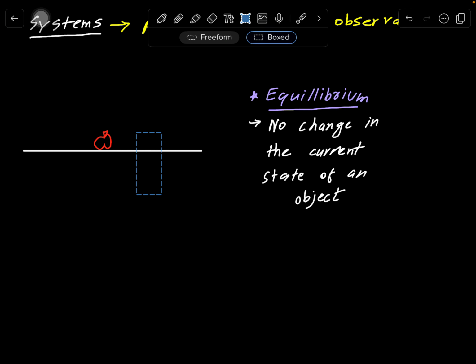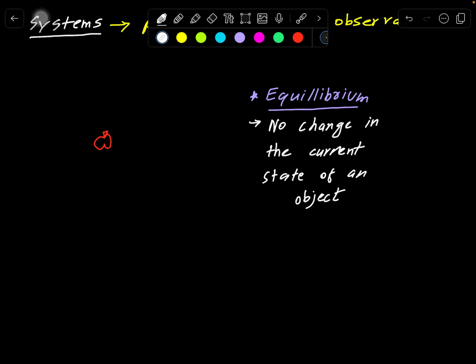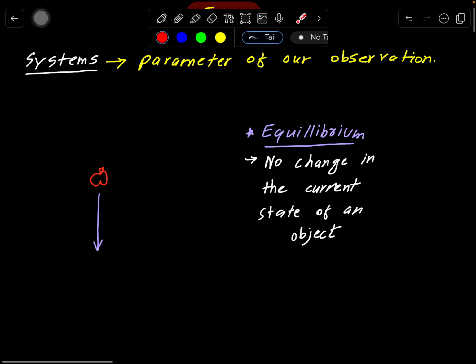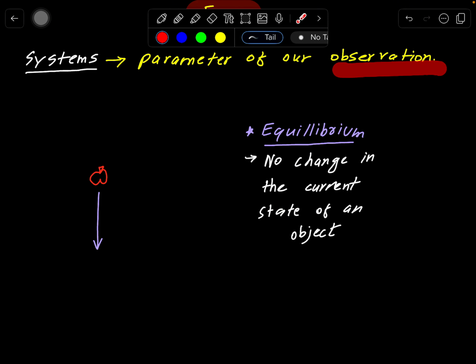Now, if I were to remove the table somehow, what would happen? The apple would fall, right? Since there is a change in our system, what was our system? Our system was simply the things that we're observing. We're observing the table and an apple. Now, since the table disappears and there is a change in our system, things happen. And when things happen, energy is transferred. Okay? So, when you remove the table, the apple falls. It changes its state of being stationary. Okay? It starts moving. And when there is a change in our system, energy is transferred.